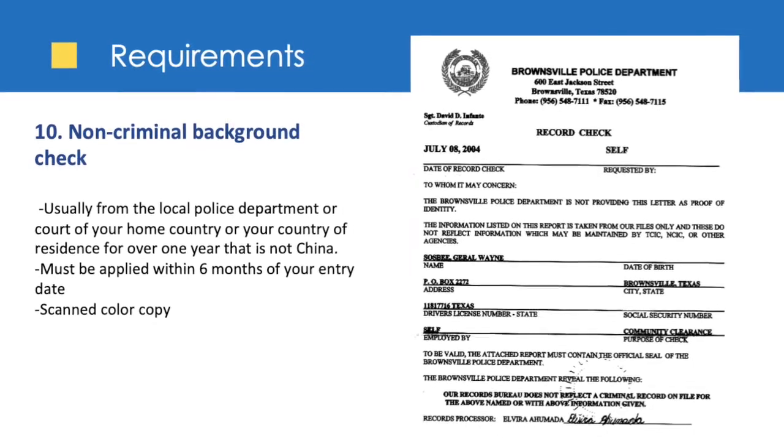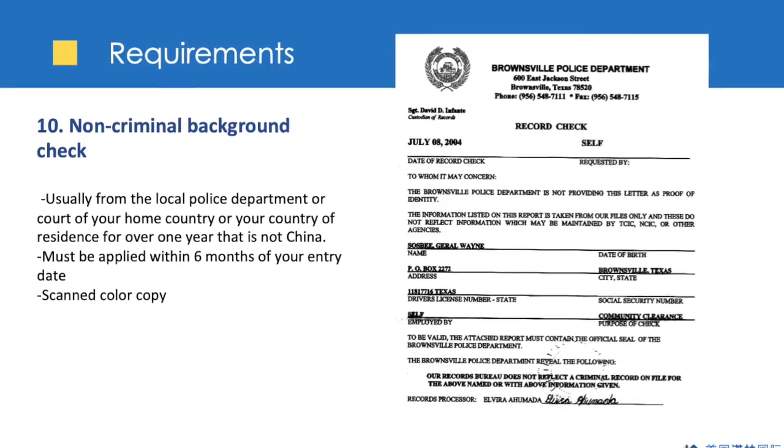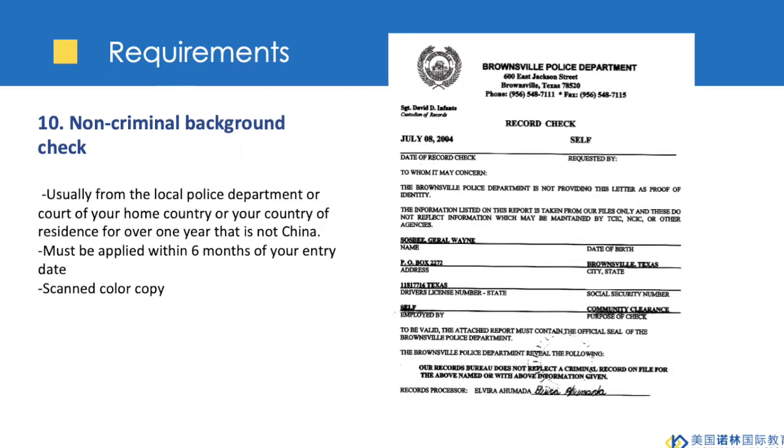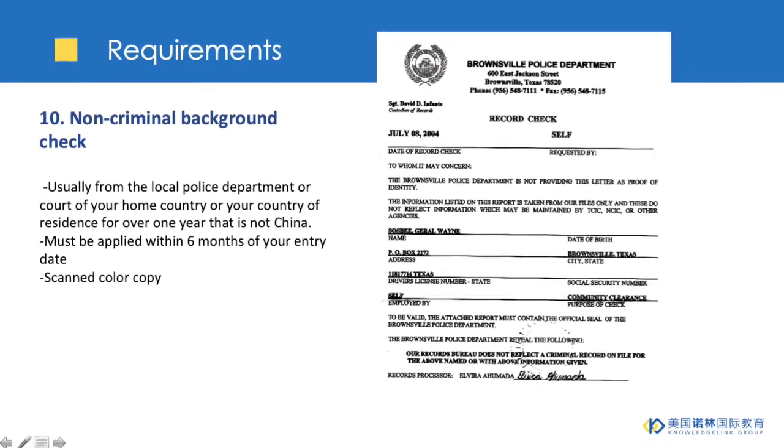It must be issued within 6 months of your entry date to China. For example, if you are arriving in China in August this year, you should have a background check no earlier than February this year.